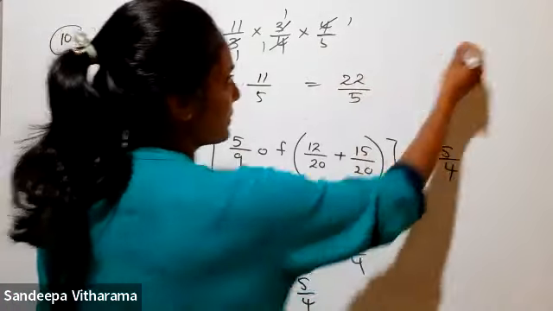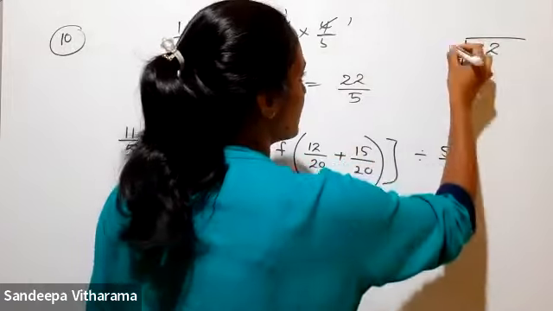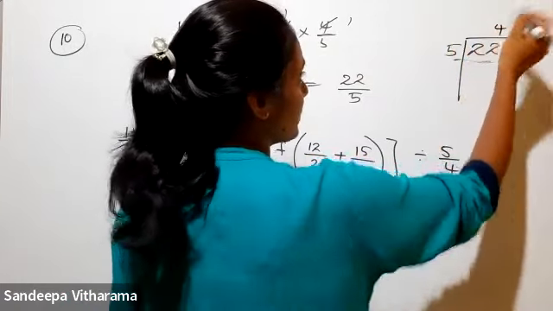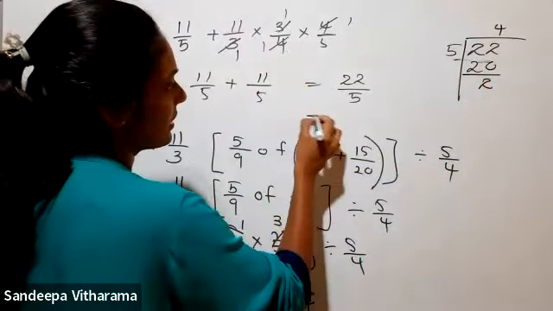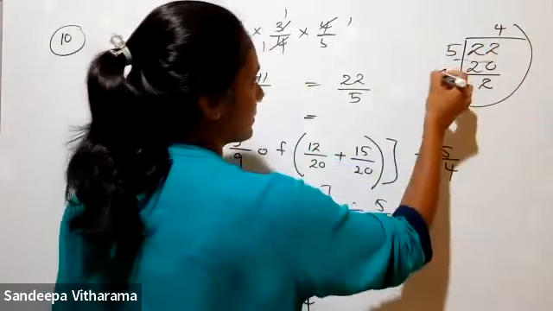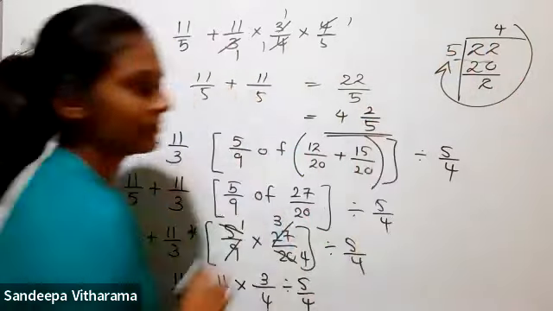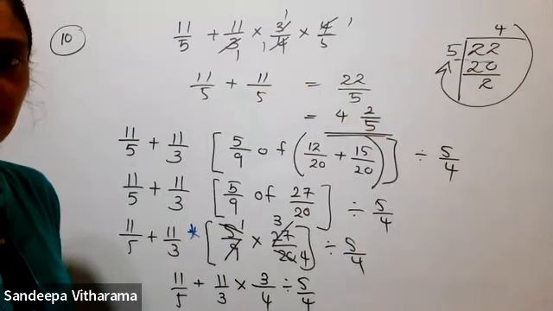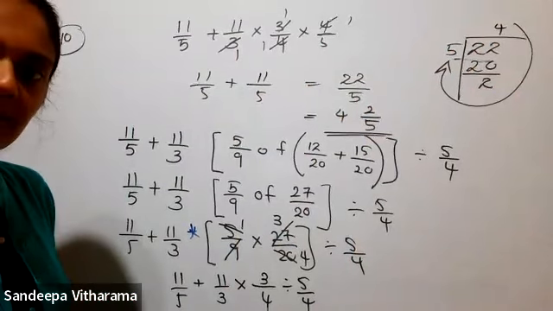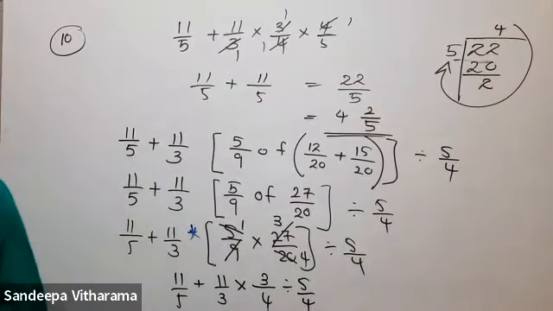It is an improper fraction. So convert this into a mixed number by dividing. 4 into 5 is 20. Remaining is 2. So the answer is 4 and 2 upon 5. Okay. Some of you have got that answer. No? Very good, Tanvi. You have got that answer.